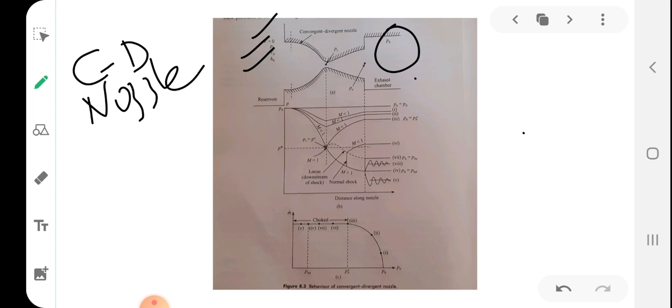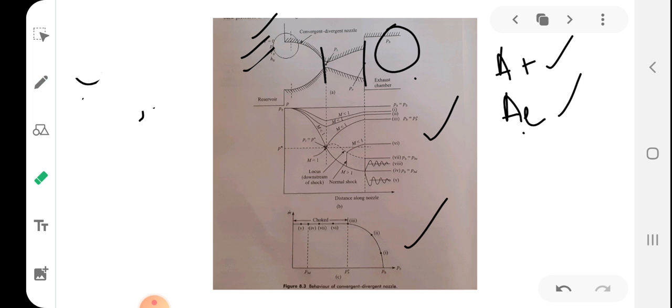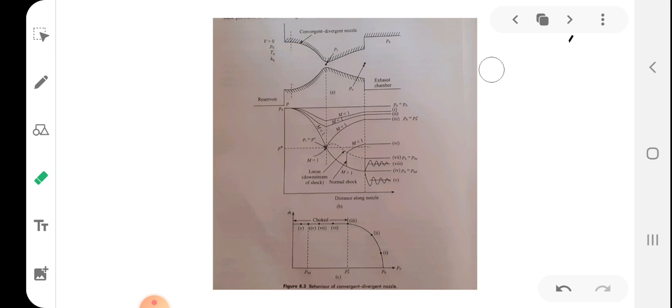Let AT and AE be the nozzle throat and exit areas. So this area is AT and this area is AE. AE means exit area, AT means throat area. Okay. The pressure distribution along the nozzle for different back pressures can be seen in this particular figure, and the corresponding mass flow rate here. So let us try to explain the behavior of the pressure along the length of the nozzle and the mass flow rate with respect to the back pressure.